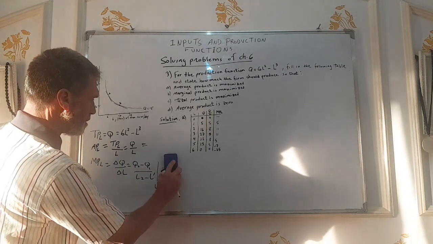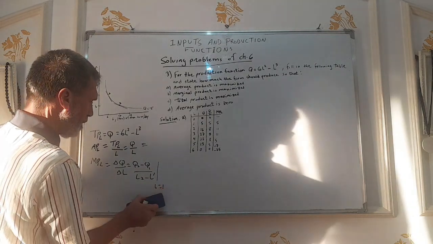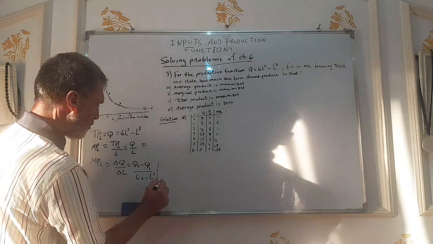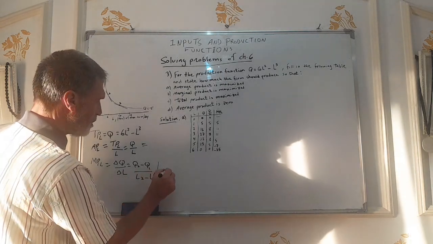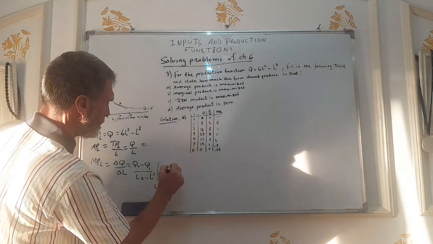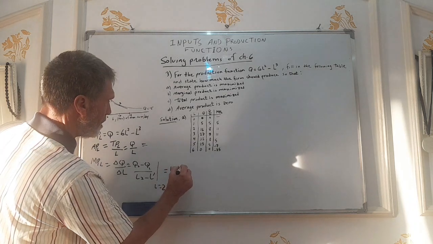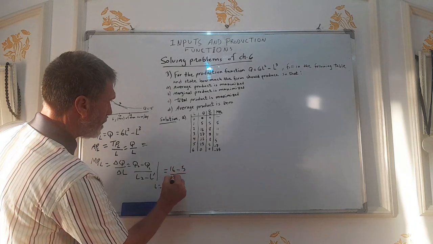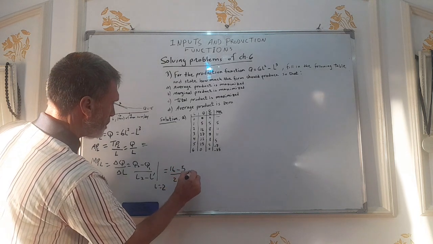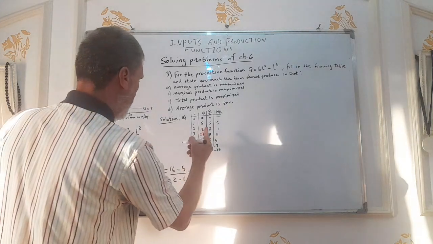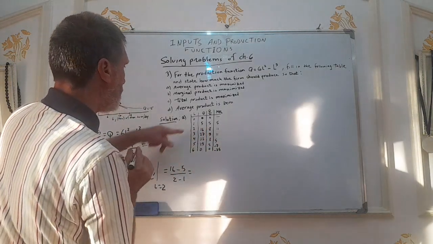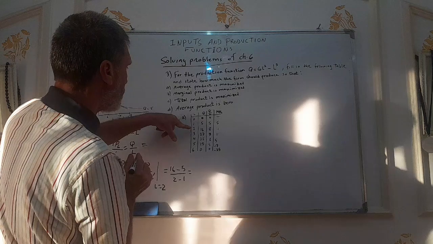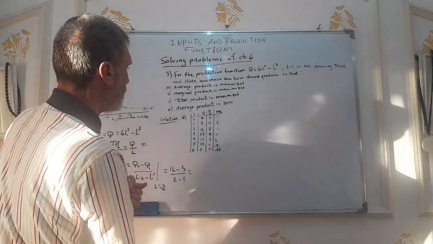For the second one, for L equal 2, it's going to be equal to Q2, 16 minus 5 over 2 minus 1, which is, of course, 11.